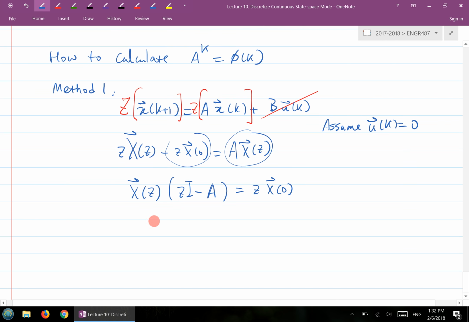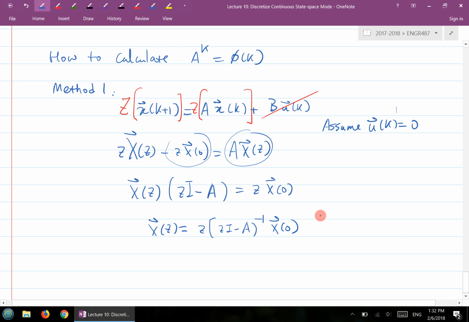Then I can solve for X of Z, which is Z times (ZI minus A) inverse times X of 0. That's the solution for X of Z when assuming the control input is 0.